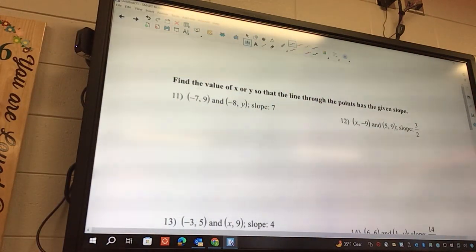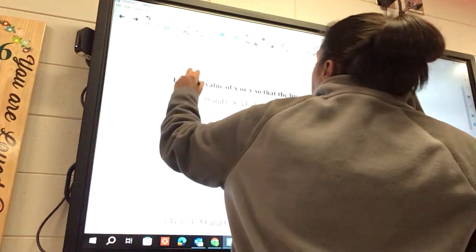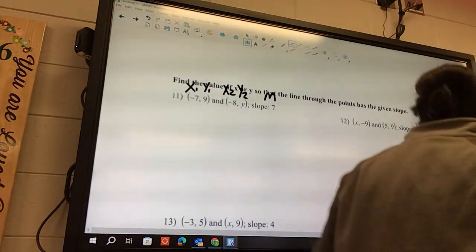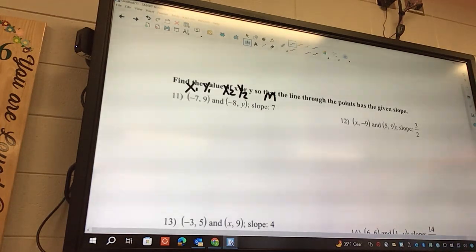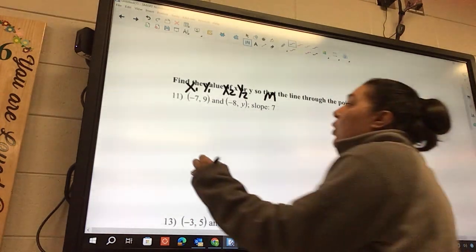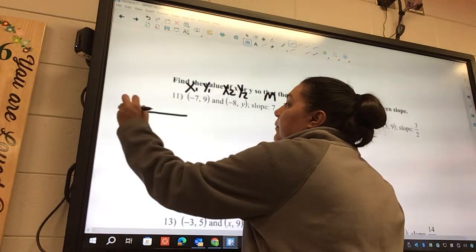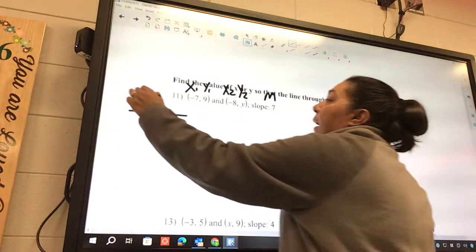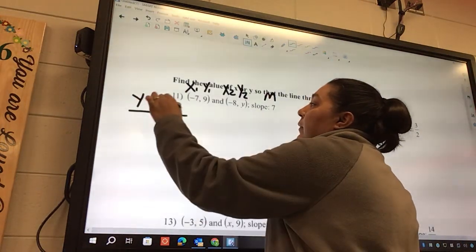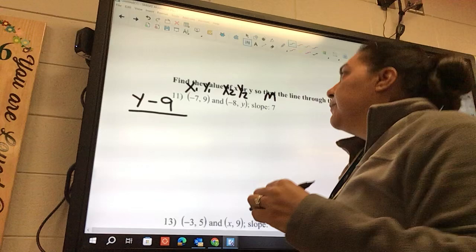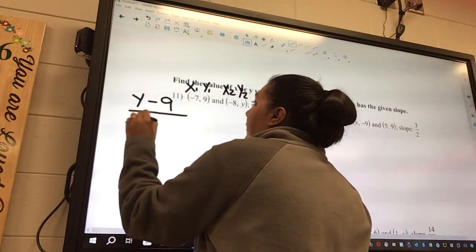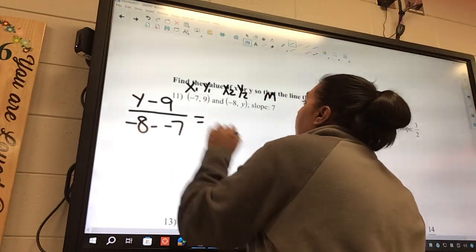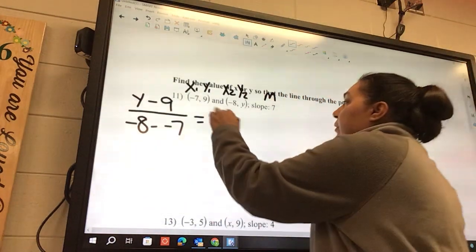Okay. So if we look at this, we're still going to set it up the same regardless. So we got x1, y1, x2, y2, and this is my m. So we're still going to set up our equation. What is my y2? Y minus my y1, 9, over x2, negative 8, minus x1, negative 7, equals, what is my m? 7.